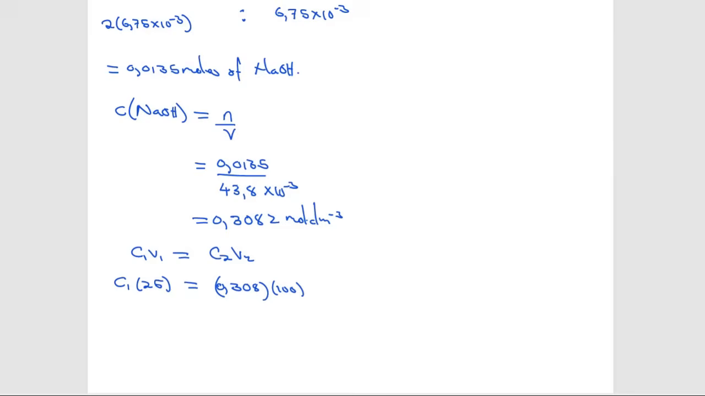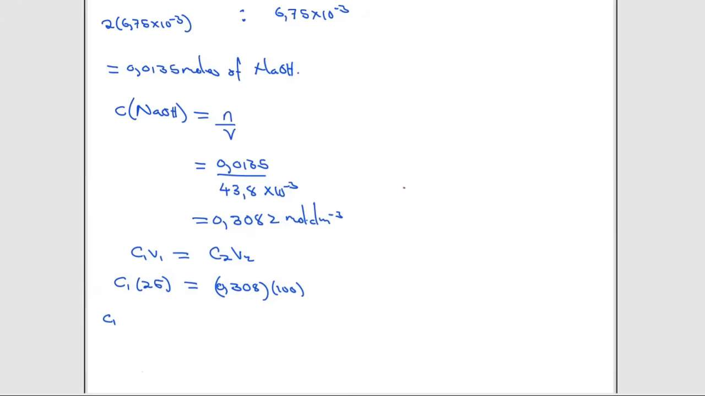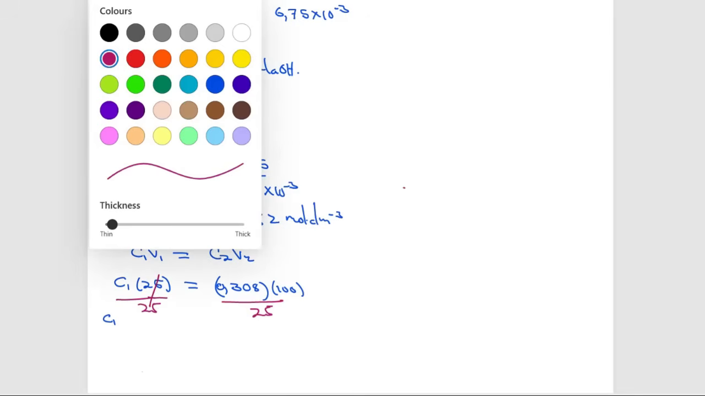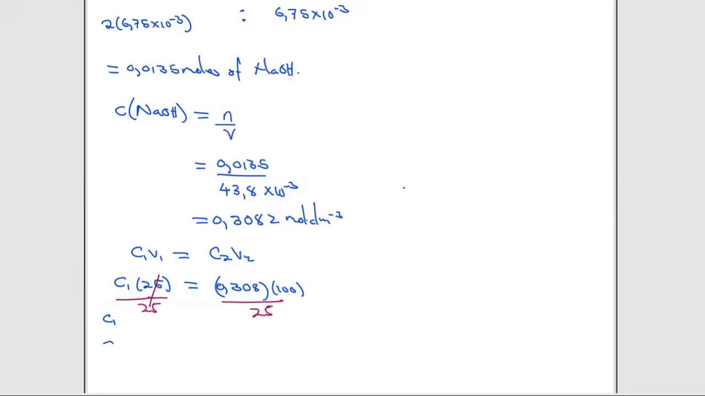Then if I want to calculate my C1, I'm supposed to make C1 the subject of the formula. So what am I supposed to do? I'm going to divide both sides by 25, so this side is going to cancel. Therefore, C1 is equivalent to 0.0308 multiplied by 100, divided by 25. So I'm getting a value of 0.1232. Then the units of measurement are mole per dm cubed, right?